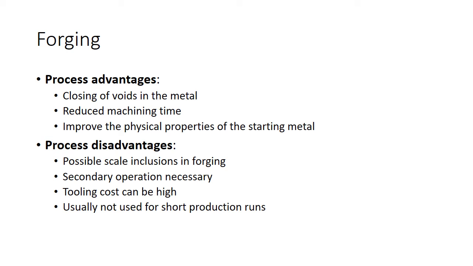The advantages with forging is that it reduces porosity and closes any voids in the metal. If you get it close to the right shape, you don't have to do a lot of machining. It can save some time. And it can improve those properties with improved grain structure and some heat treatments that can be done.